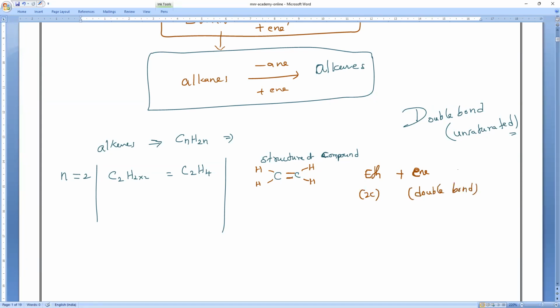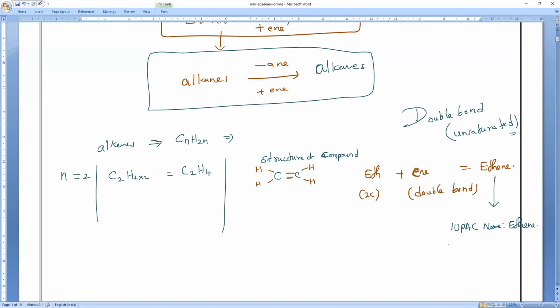And you can see ENE. So what is the first name? Ethene. What is the first compound name? Ethene. Can you tell me the condensed formula of this? Of course, ethene is the IUPAC name.